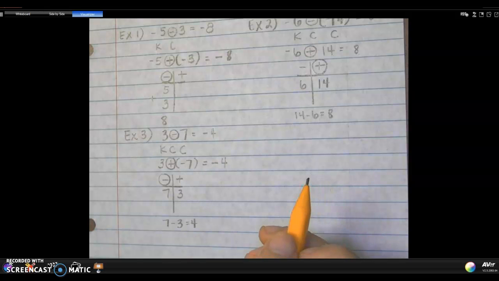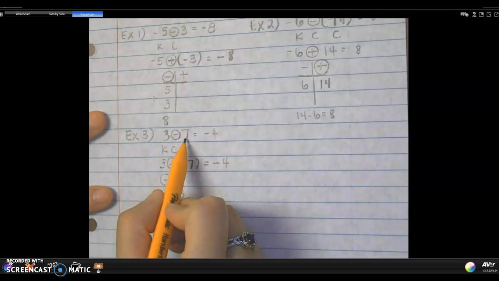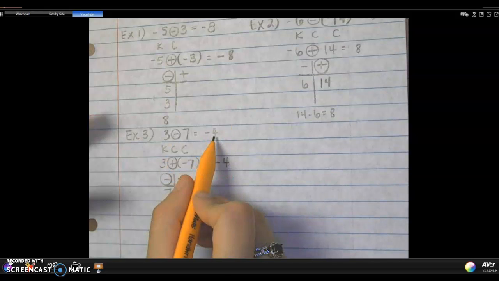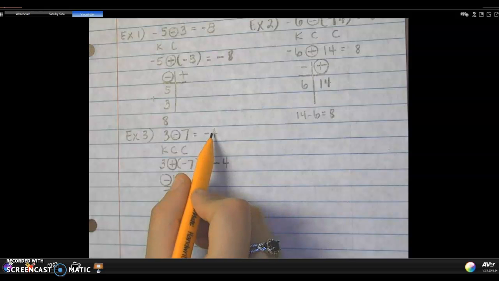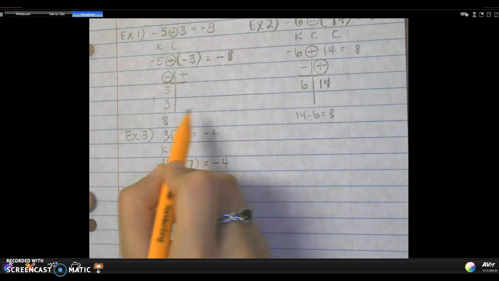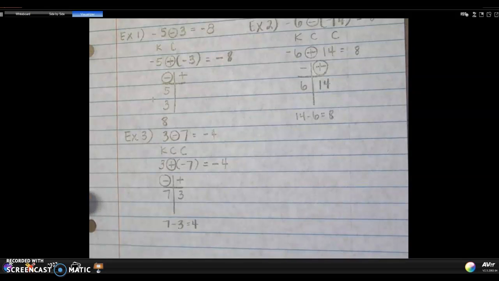You can also think of it as money. If you have $3 and you spend $7, you now owe negative $4. So think of it that way also. Alright, at this time, go ahead and do your assignment. If you have questions, let me know.